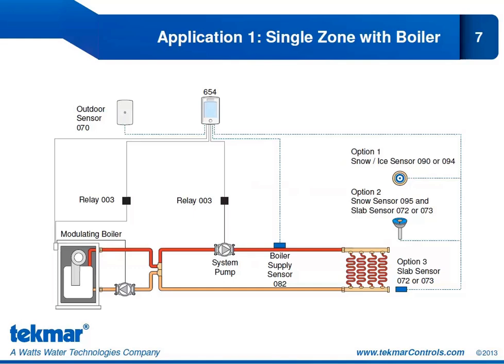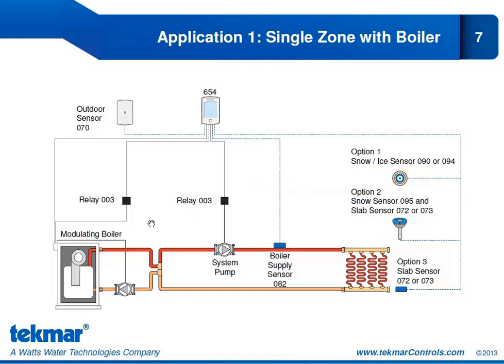So let's revisit our applications. We have application 1, our single zone with a boiler. Now here we have the 654. It is sending the modulating output to our boiler as well as an enable signal. And we'll look at it closely on the following slide.